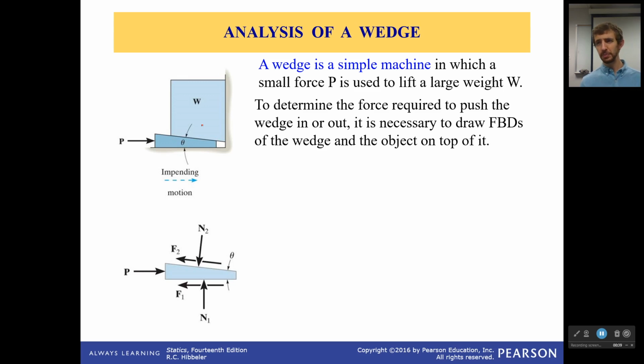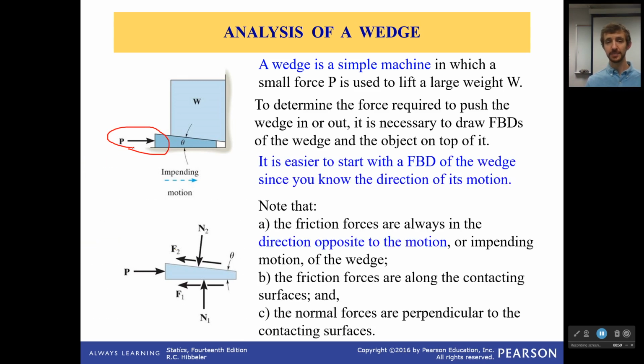Normal forces typically make sense. The wedge is being squished from both sides, so normal forces just point towards the surface. The force P, that's usually given. However, frictional force, you have to think, what direction is this wedge moving? And the force P is not a good identifier of that.